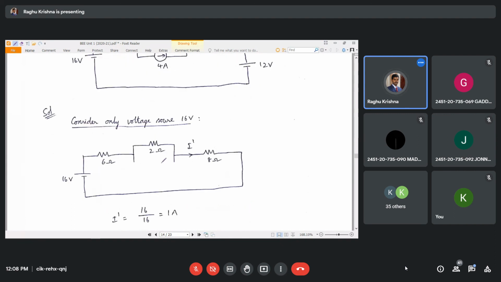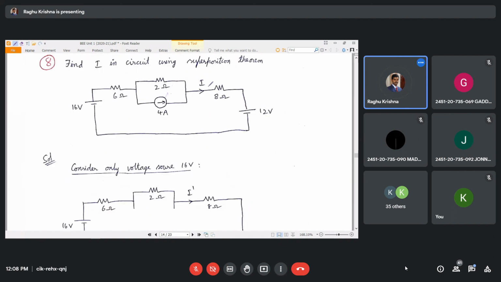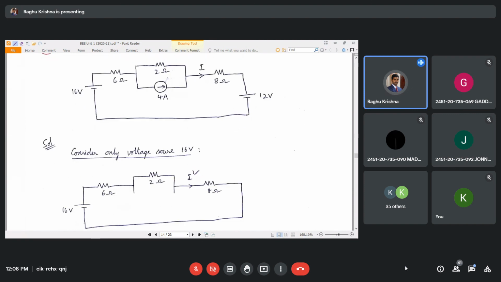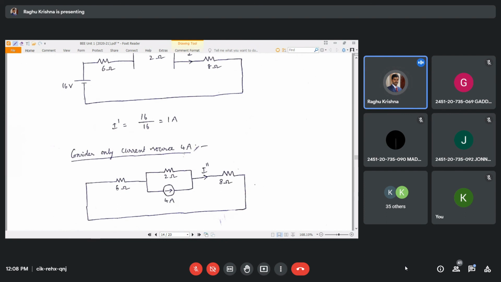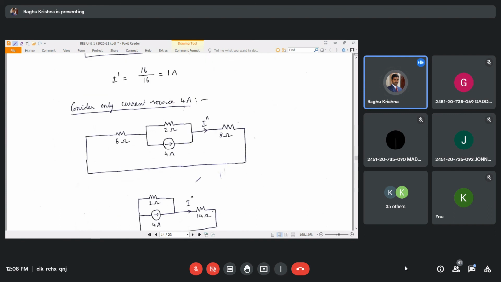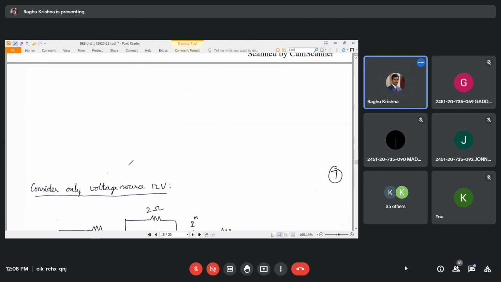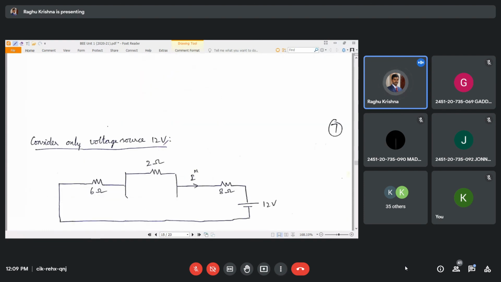So find the current. Let us take the current as I dash. You can put I1 or I dash. Next, consider the current source 4 amperes. Now the current is I double dash. You find the current I double dash. Next, consider only the voltage source 12 volts. Now the current is I triple dash.